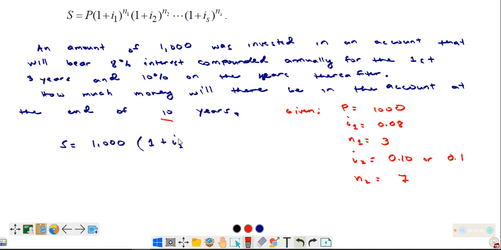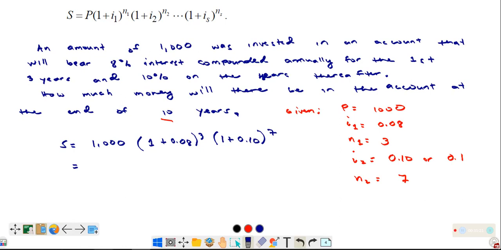So here, we are going to write down 1 plus 0.08 raised to the power of 3. Kasi good for 3 years yung interest natin na 0.08. And our problem is, how much money will you have after the next 7 years? Kung nandun lang yung money mo. So for the total of 10 years, you will have 1,000 times 1 plus 0.08 raised to the power of 3 times 1 plus 0.10 raised to the power of 7.